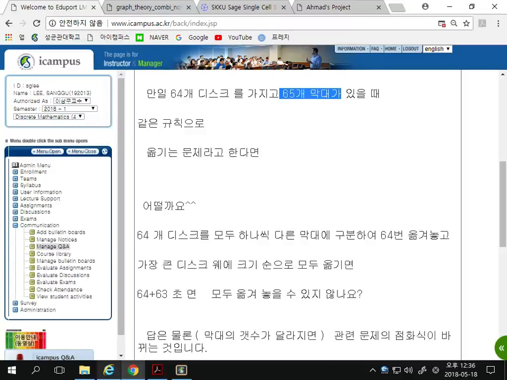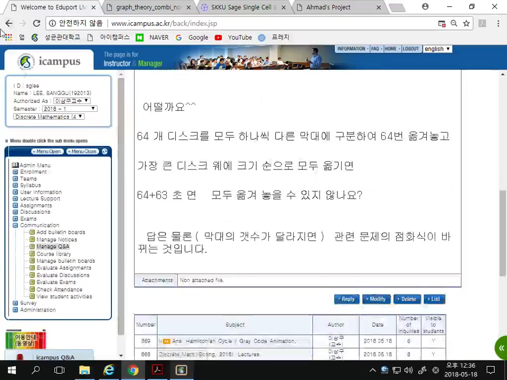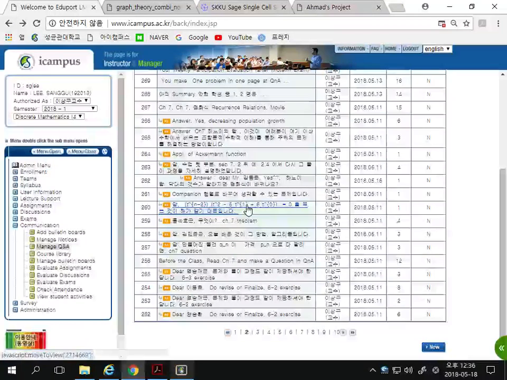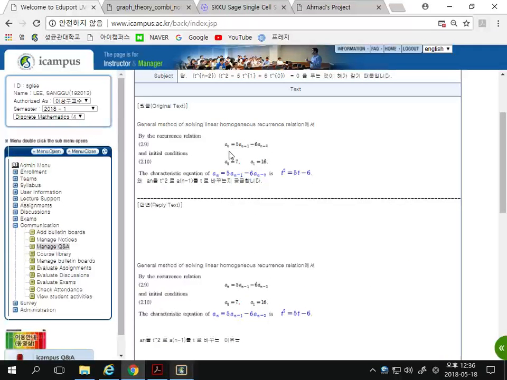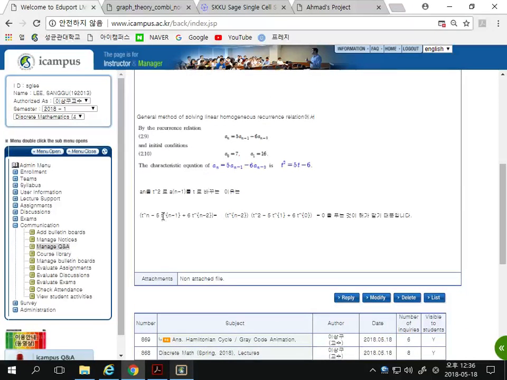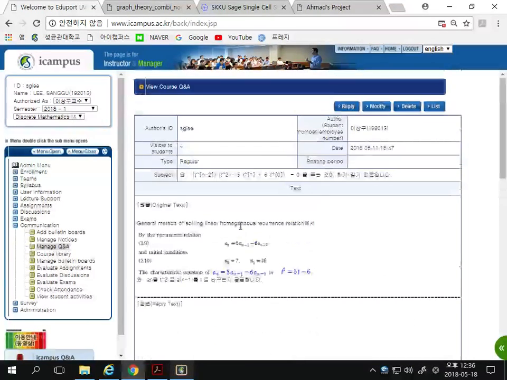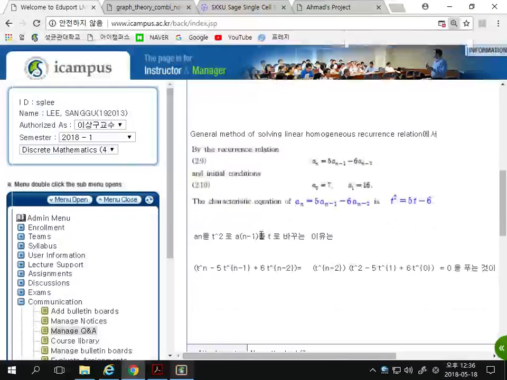So when you have more bars, then definitely you will have a different recurrence relation. Understand? It was a good question. And this was also an interesting question: why are we using these characteristic equations? Who made this question? Characteristic equations.